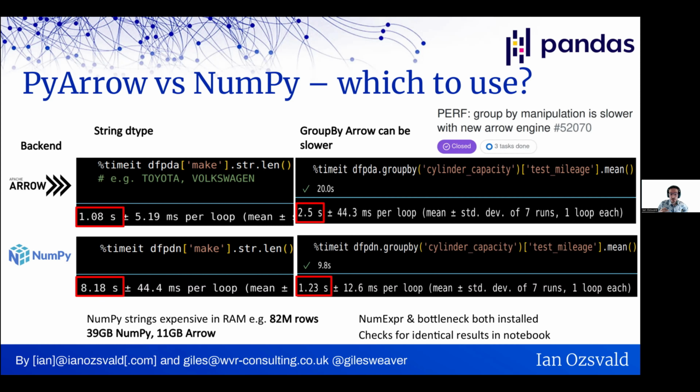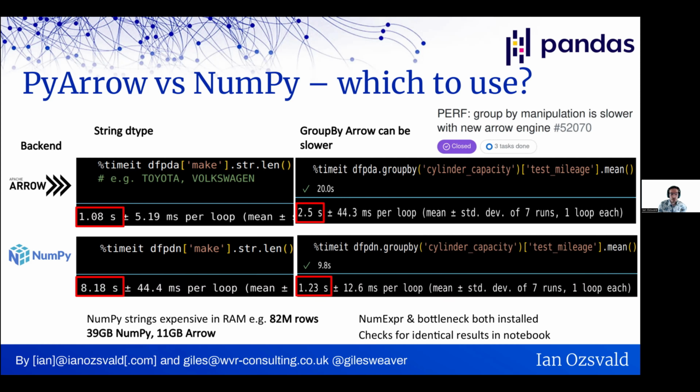So I'm using the %timeit timing mechanism to do repeated runs of an operation. And the operation is on the df_pda, the data frame from Pandas, using Arrow as the backend. On the make column, so Toyota or Volkswagen, it's a string, so I can say .str.len and find out the length of that string. And with an Arrow-based backend, that's the top left corner, 1 second for that operation on the 600 or so million rows of data, so pretty fast.